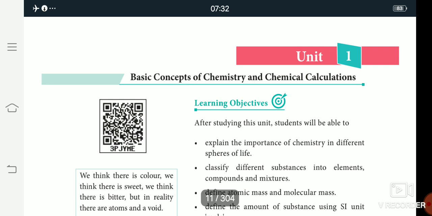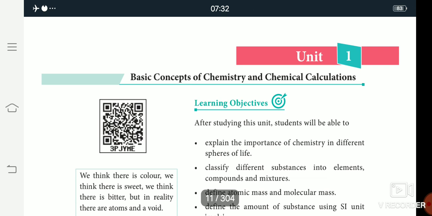Okay, children. Then what is relative atomic mass? The relative atomic mass is defined as the ratio of the average atomic mass to the unified atomic mass unit.